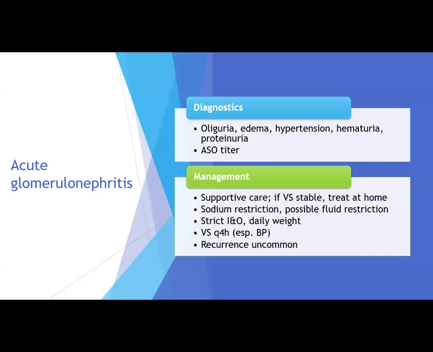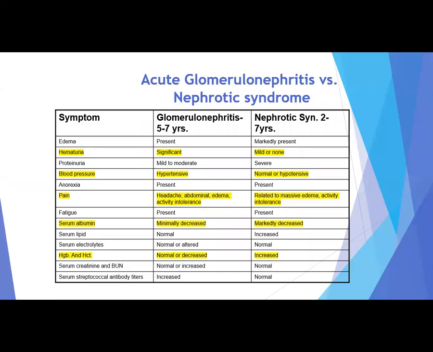Okay, so the last two slides that we have here are some great ways for you to look at the differences. So like I've said in our previous lectures, look for the things between these two disorders that are the most different. Okay, so with both of them, we talked about that edema. That's not going to be something that's going to help you pick apart, is it AGN or is it nephrotic syndrome? Okay, so you can see the ones that are highlighted, that hematuria, the blood pressure, pain, serum albumin, and the H&H.